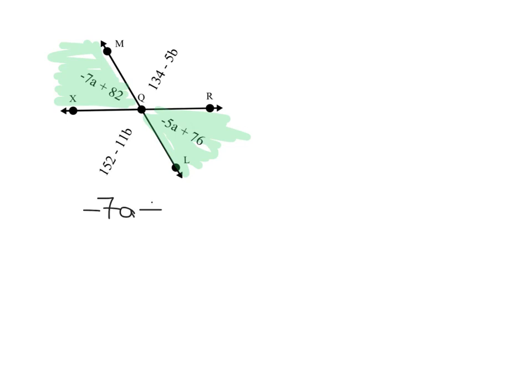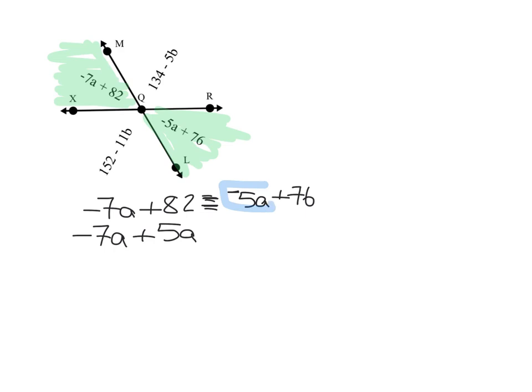So 7a plus 82 equals, because I know that opposite angles are equal, or vertically opposite angles are equal, it's going to equal negative 5a plus 76. Okay. Presto changeo, I'm going to do negative 7a plus 5a, because what I have done is I've magically moved this guy over, okay? And we do know it's a negative on the right side, so I'm going to have to balance that out by turning it into a positive on the other side.